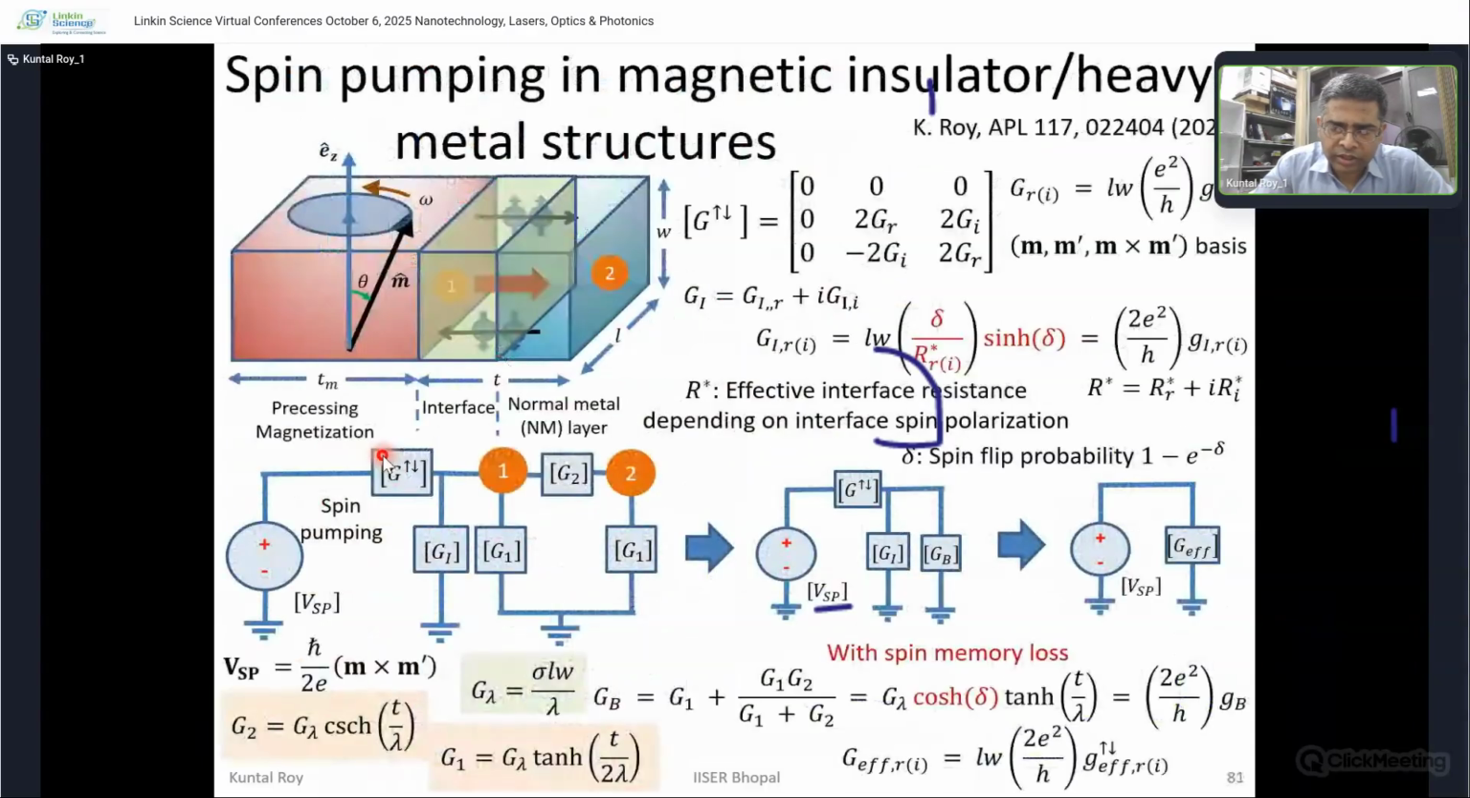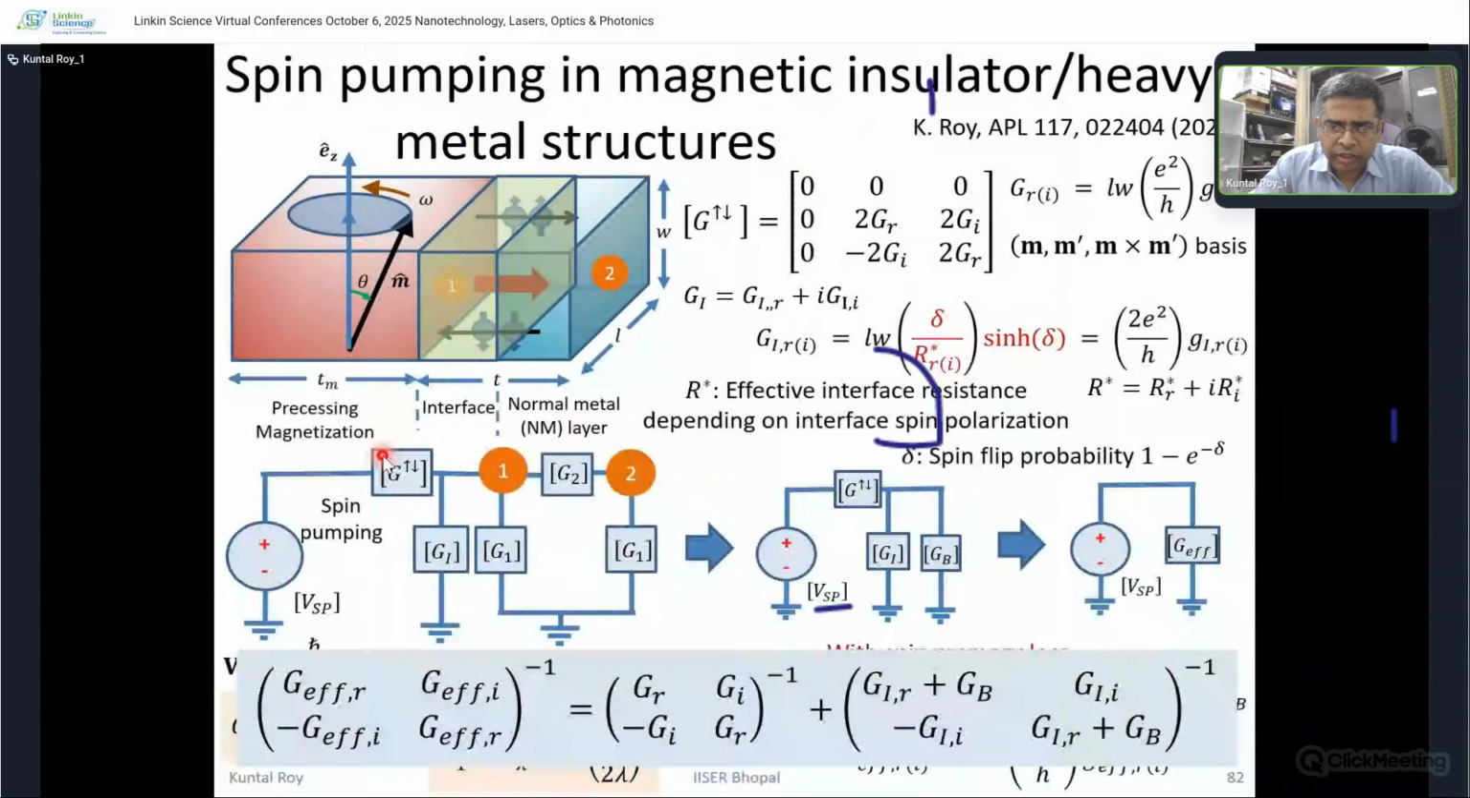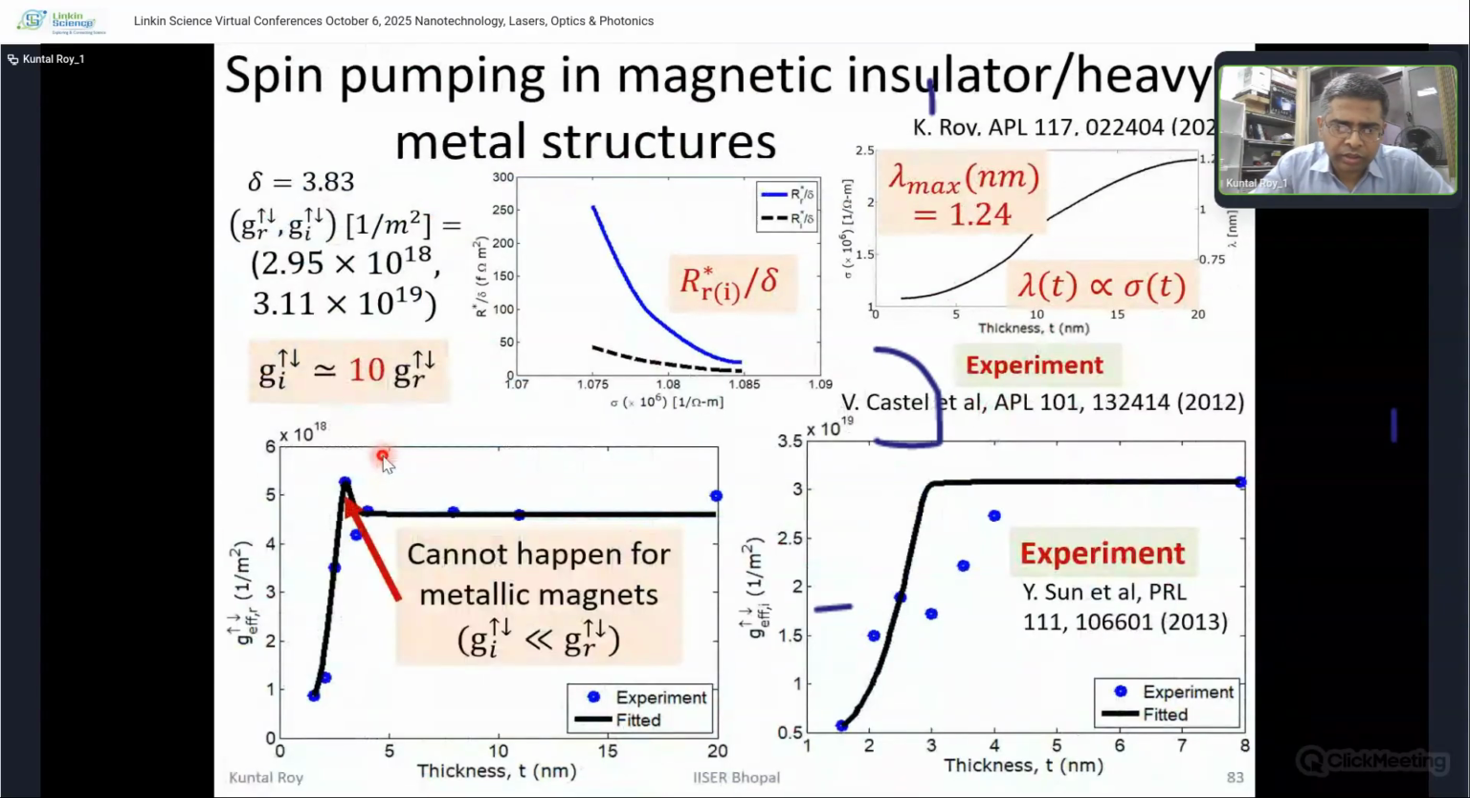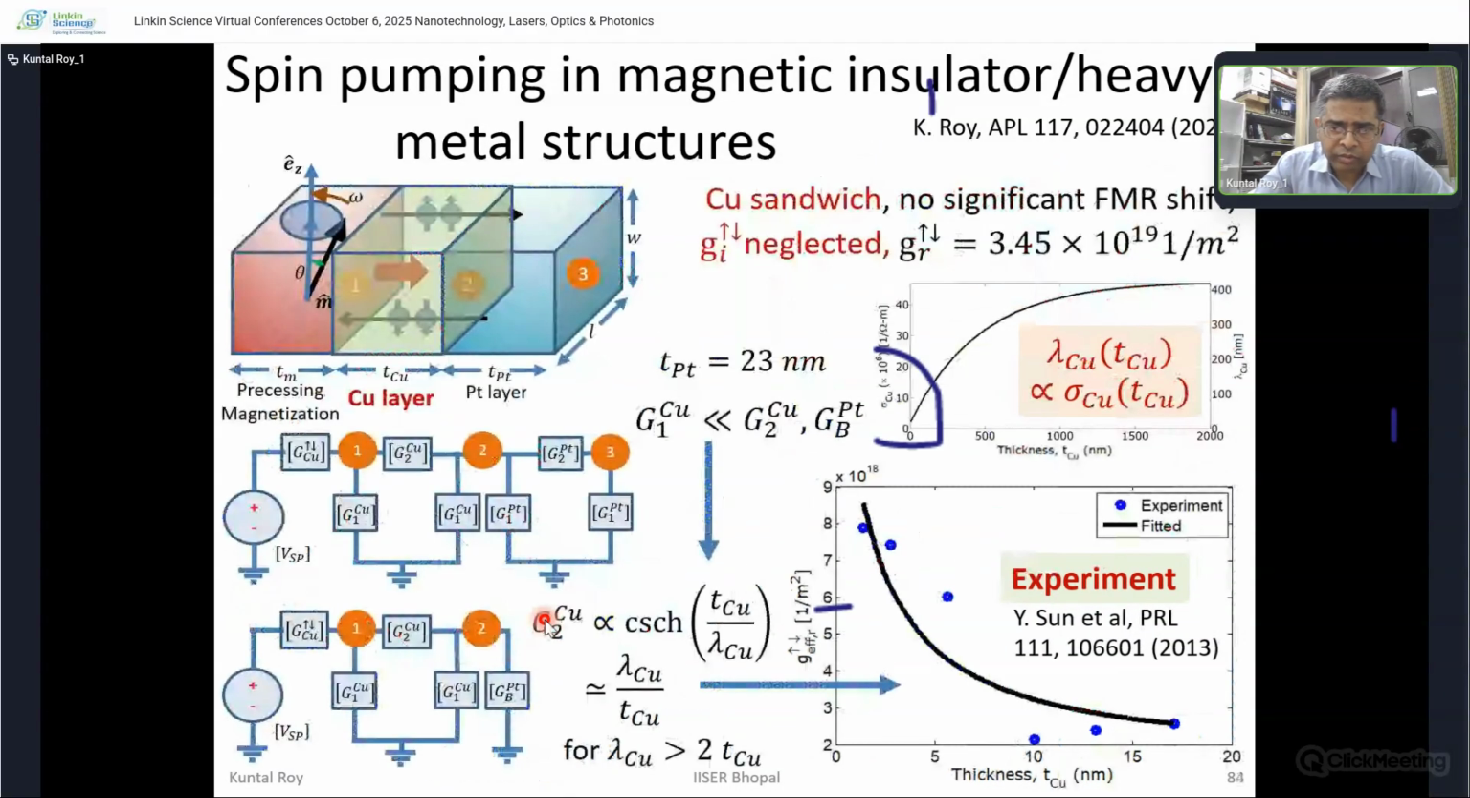Things are very complicated, but if you do it in a proper manner, then one can get nice results. For example, there is a kind of kink that does not happen for metallic magnets, but it happens for insulating magnets, because there is an imaginary part of the conductance. So there are many qualitative phenomena that have been observed experimentally, and we have been able to explain those things.